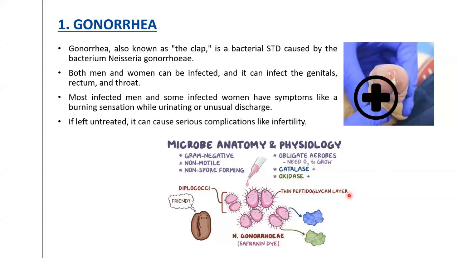So these little guys are the Neisseria gonorrhoeae bacteria here. You don't need to go into these details. These exist in pair form, diplococci, and these bacteria appear like this under the microscope. These are bacteria known as Neisseria gonorrhoeae.